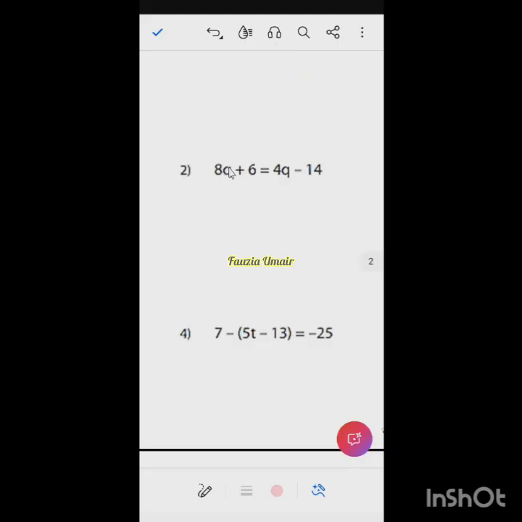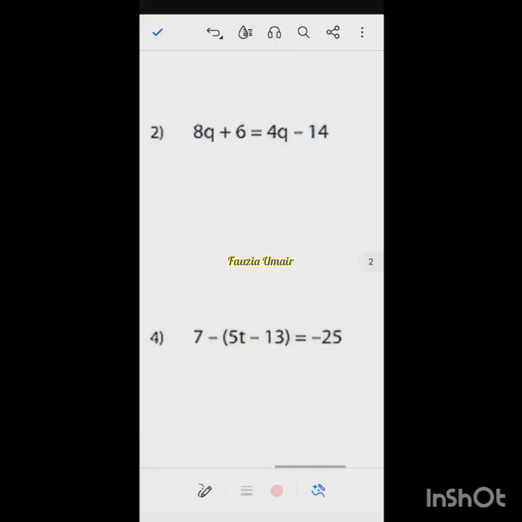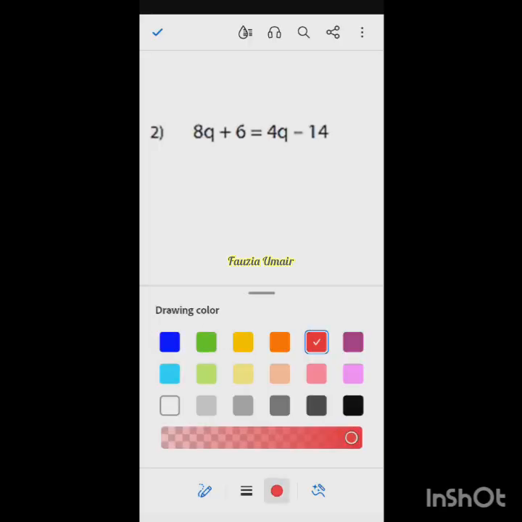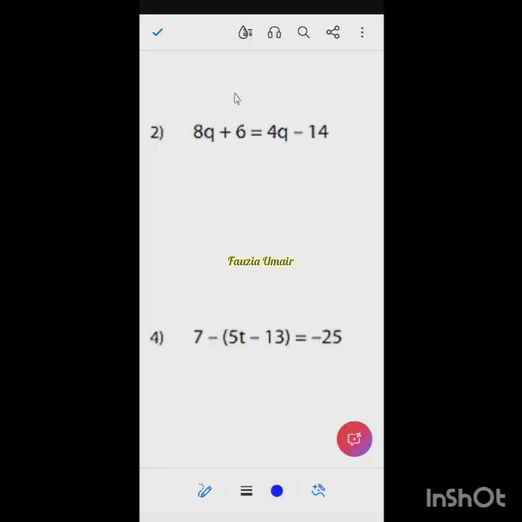Accha, what about this one? What to do? Is there any bracket which we need to open? Oh, we have to combine. We have to move the variable terms on one side. So this is 8q. This 4q, when it will go on the other side of the equation, it will be minus 4q. 4q, plus 6 and minus is equal to plus. Minus 14. Right? Plus 6 will go on the other side. So what will it be? Minus 14 minus 6. Very good. It would be minus 14 minus 6.